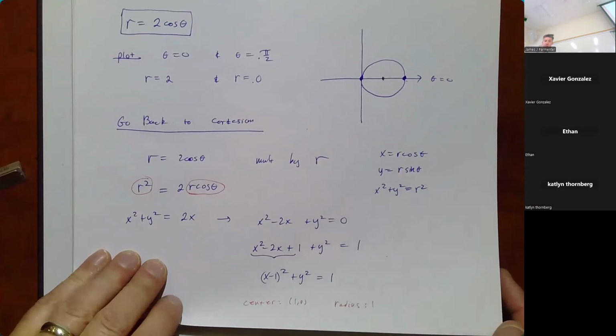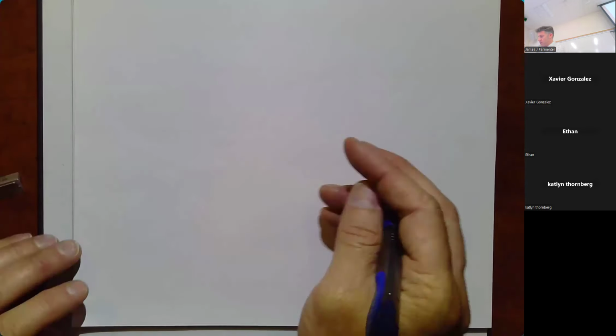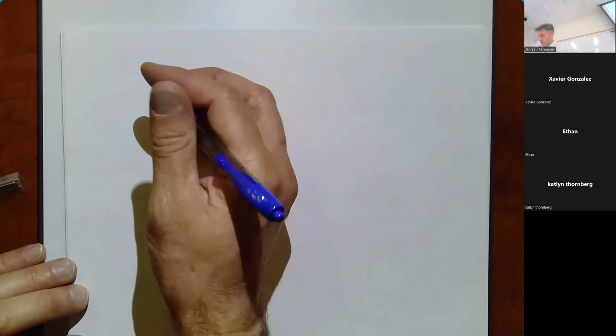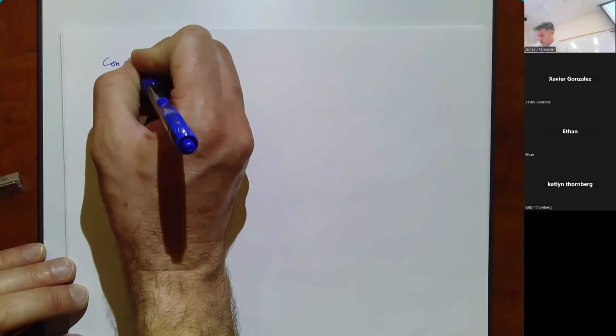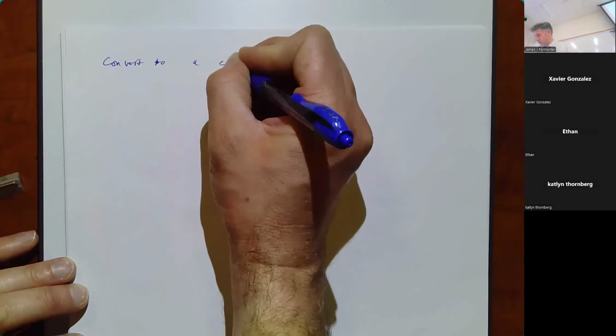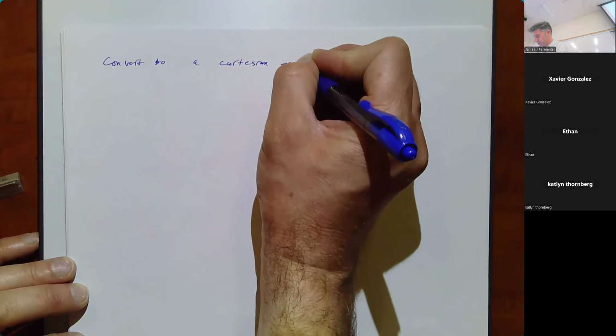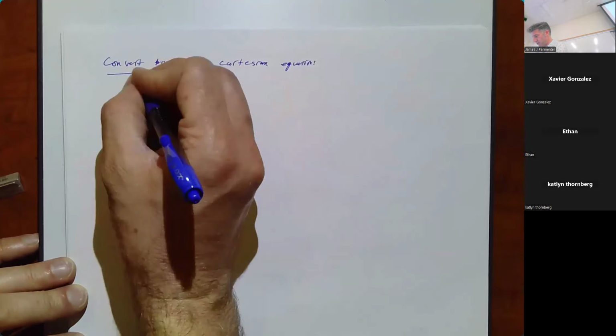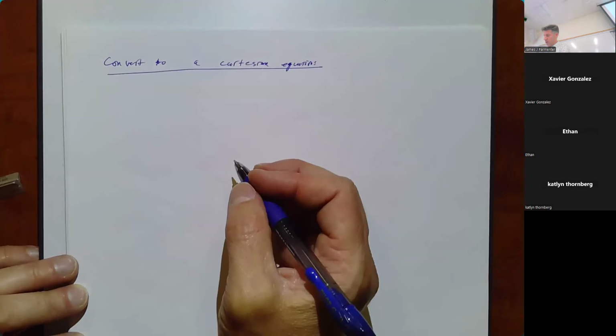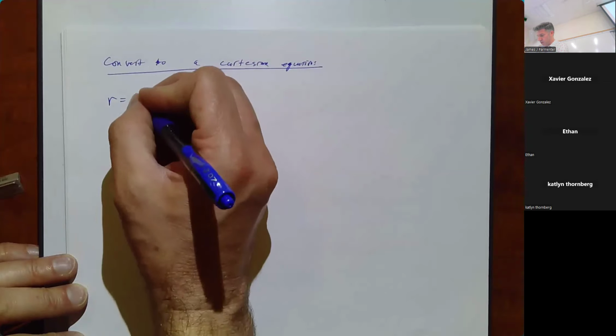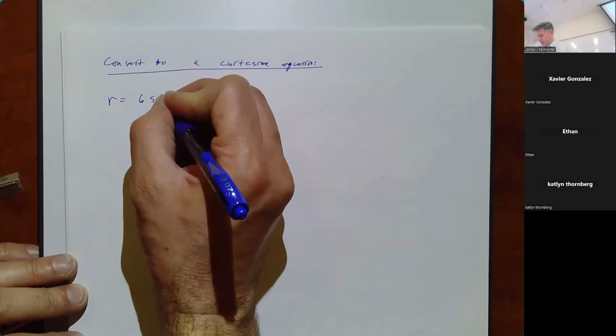Let's do a couple more where we convert the other way, and then we'll do some graphing of polar equations, which is where things get really kind of interesting. So if I wanted to convert to a Cartesian equation, well, we just talked about how to do that. Say we have r equal to 6 secant theta.